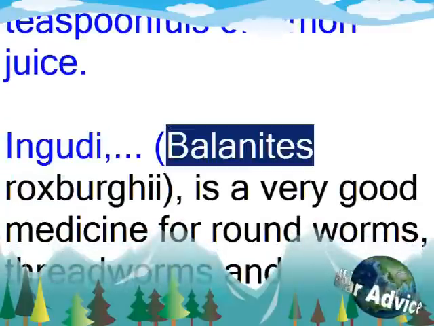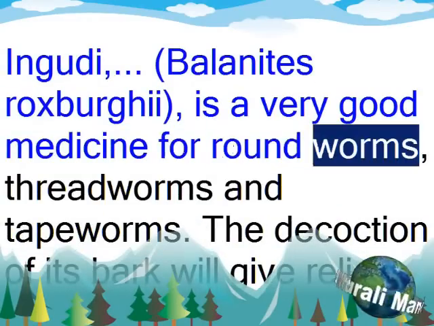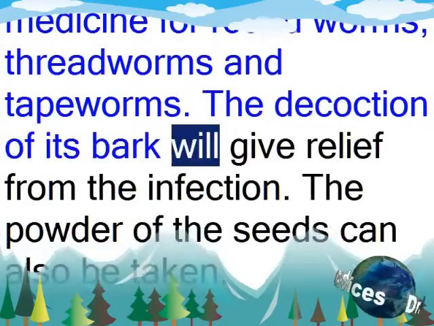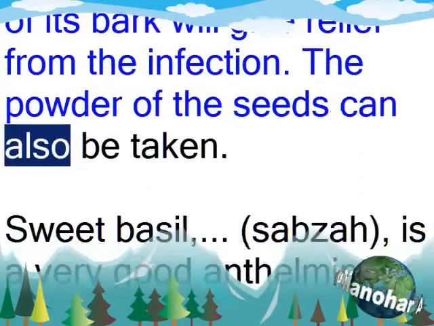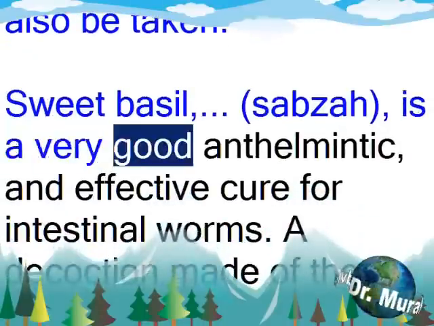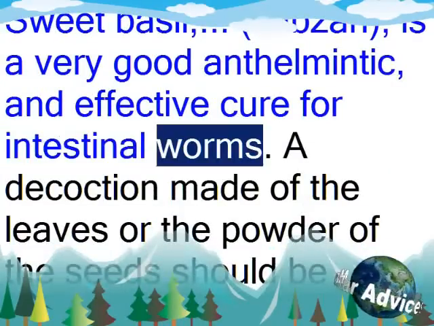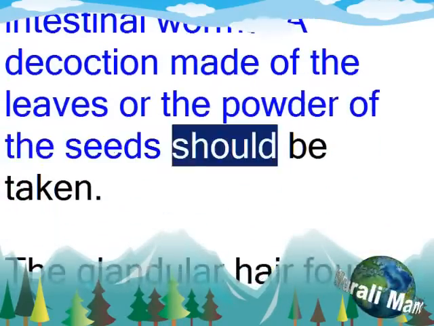Ingudi, Balanites roxburghii, is a very good medicine for roundworms, threadworms and tapeworms. The decoction of its bark will give relief from the infection. The powder of the seeds can also be taken. Sweet basil, sabza, is a very good anthelmintic and effective cure for intestinal worms. A decoction made of the leaves or the powder of the seeds should be taken.